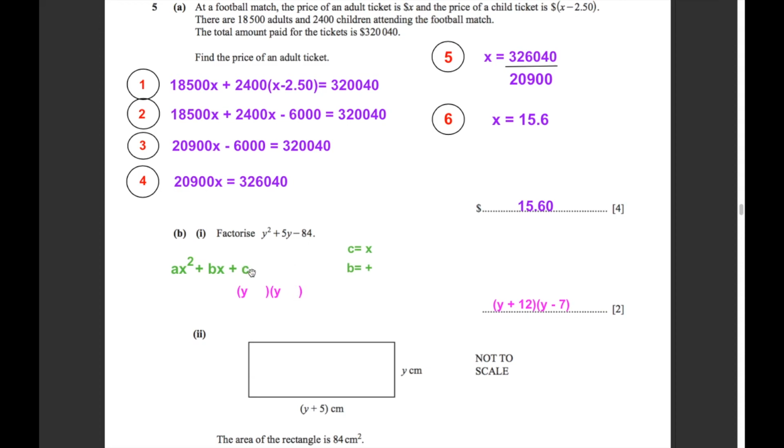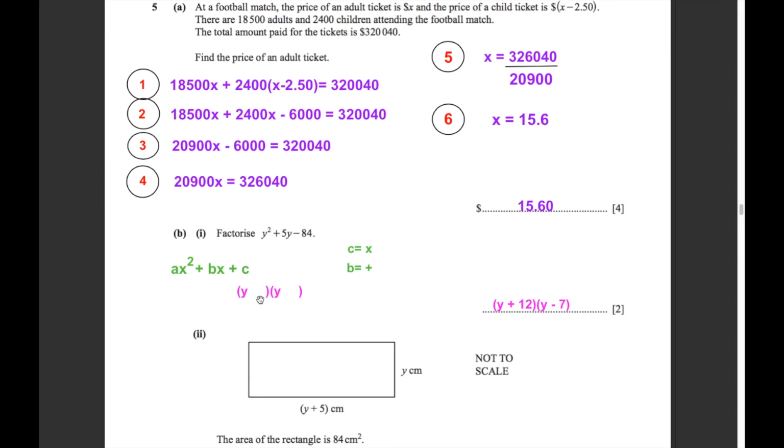So in order to get c, which is negative 84, we have to multiply two numbers, okay? And in order to get b, which is 5, you need to add those same two numbers. In this case, it would be positive 12 and negative 7. So 12 times negative 7 is negative 84, okay? And then 12 plus negative 7 is just 5. So that's exactly what we're looking for.